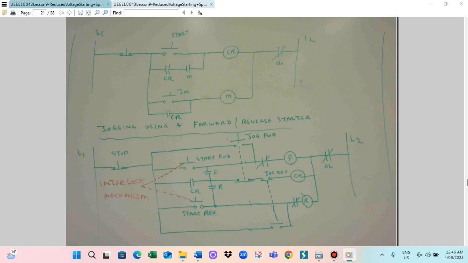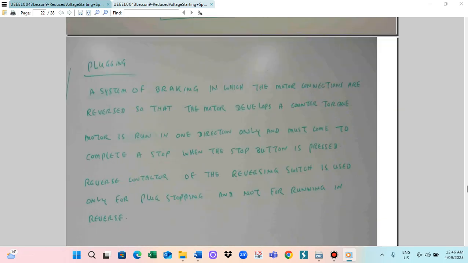For plugging theory, plugging is breaking in which the motor connections are reversed. This plugging means that as soon as you press the stop button, the motor connection needs to be reversed, giving a reverse direction current. This reverse direction current will instantly stop the motor. As soon as the motor is stopped, we need to cut off the supply as soon as possible. So this is the way we immediately stop the motor.